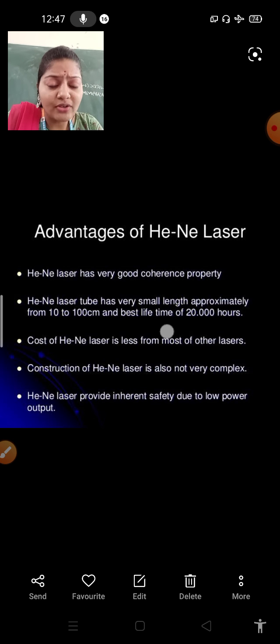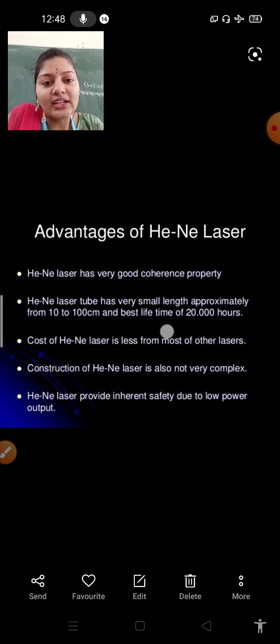The construction is also very simple and the cost is very low, and it has very good coherent property. Next, it is very safe also. The safety measurements are very good due to low power output. Due to low power output, the helium neon laser provides inherent safety. So these are the major advantages of the helium neon laser.